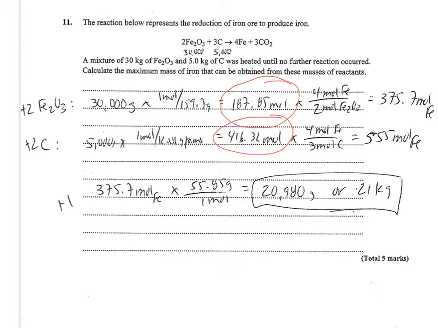But I then have to convert and predict how much product each one can make, and I see that Fe2O3 is indeed my limiting reactant. So now that I know I'm going to be limited to 375.7 moles of iron, I can go ahead and multiply by the atomic mass of iron, and I should expect to get 20,980 grams or 21 kilograms of iron.